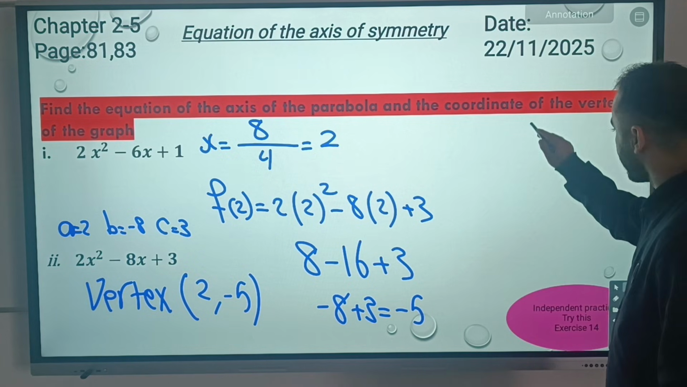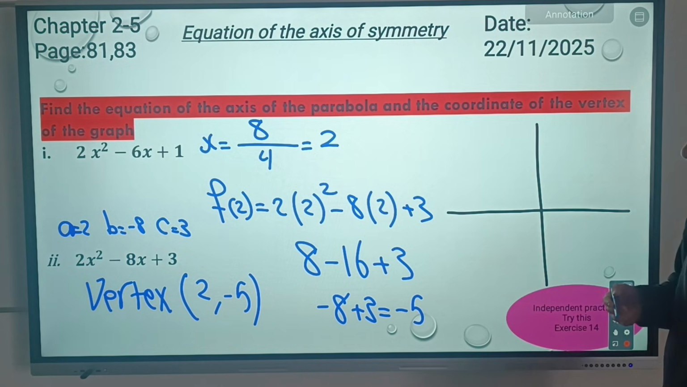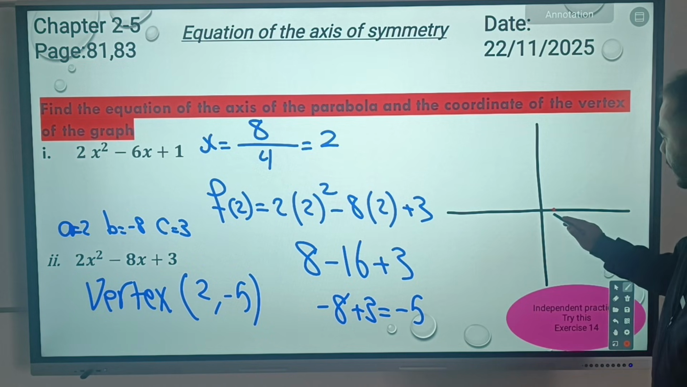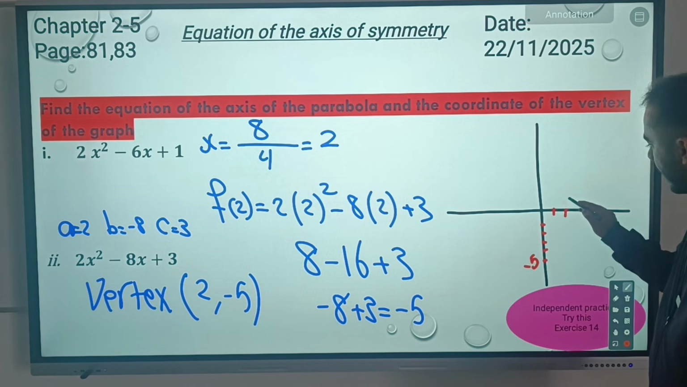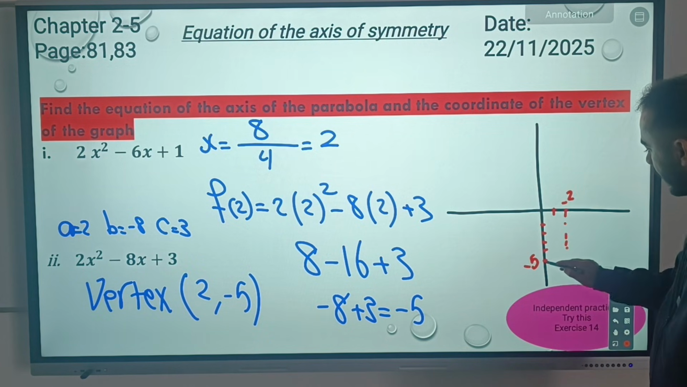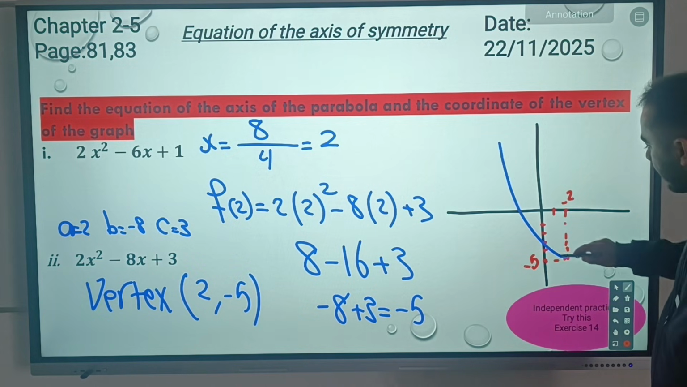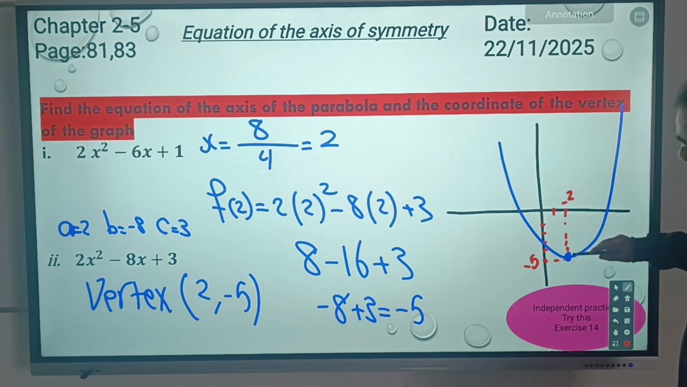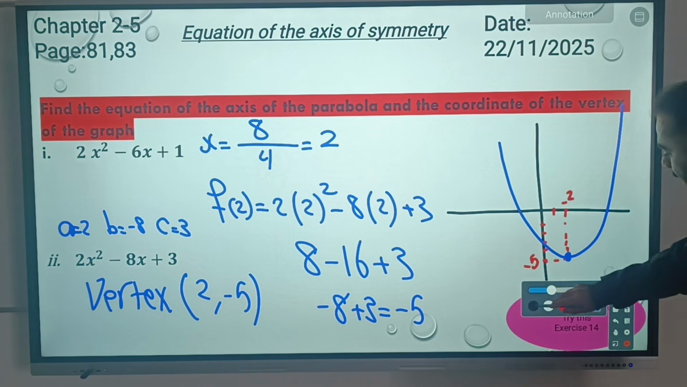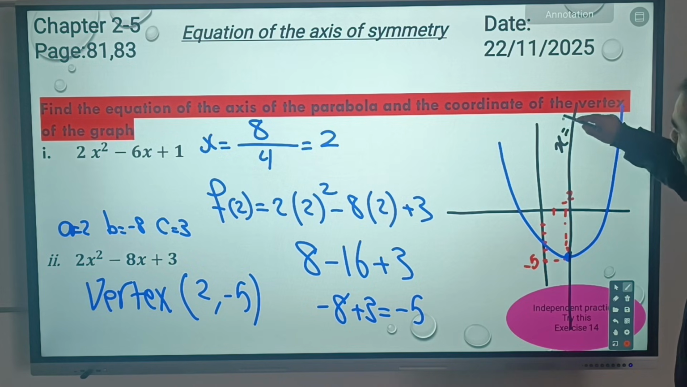Imagine this is our coordinate plane. So let's just find these coordinates. 2 is on the positive side. This is 2. Negative 5. Well, negative 1, 2, 3, 4, 5. Let's say here is negative 5 and here is 2. So the intersection point would be here. And this is going to be the graph. This is what we call the vertex of our parabola. And of course, here is going to be the axis of symmetry, which is x equals 2.